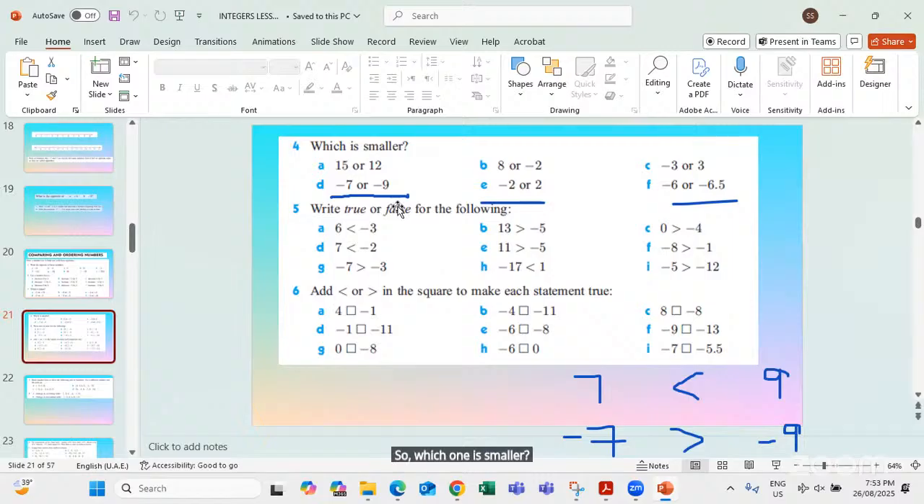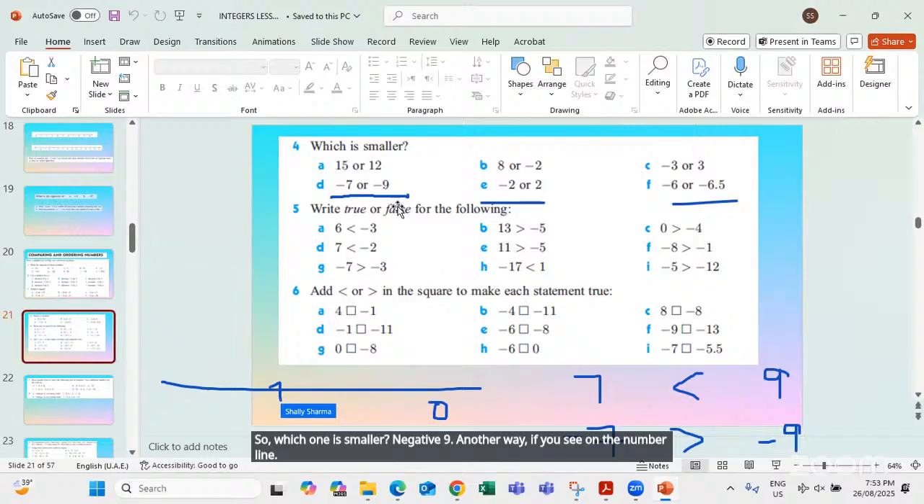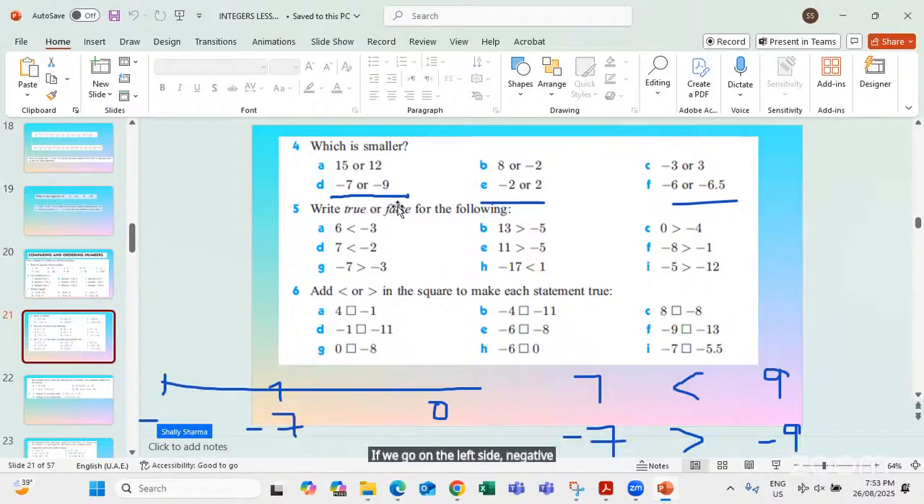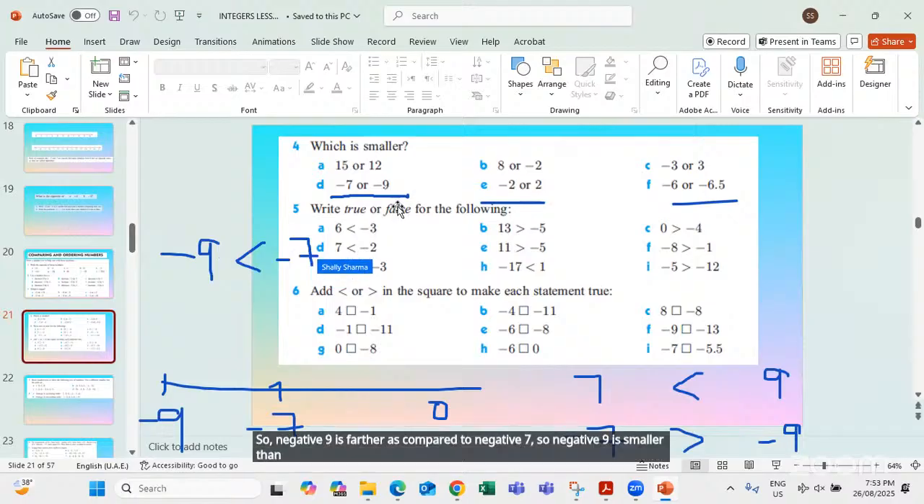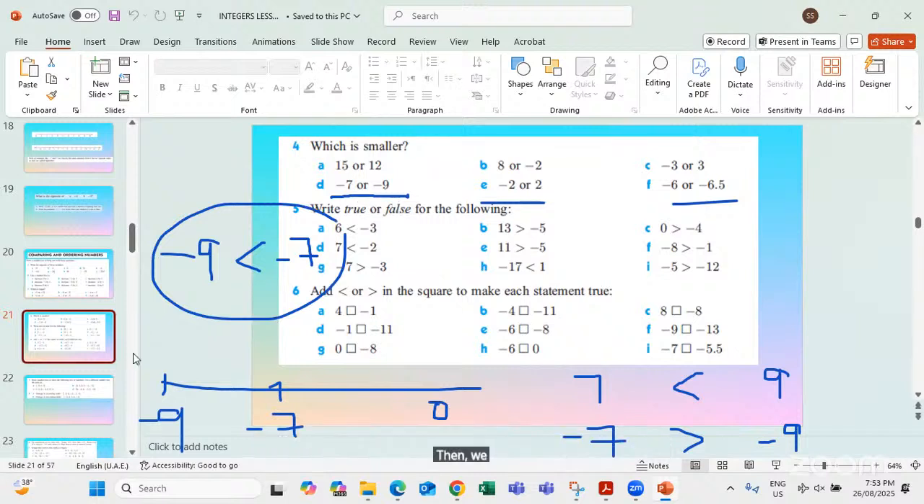Negative 9. And the other way, if you see on the number line, if we go on the left side, negative 7 and negative 9 is coming later. So negative 9 is farther as compared to negative 7. So negative 9 is smaller than negative 7. You can understand it in this way as well. Then we have the next one here.